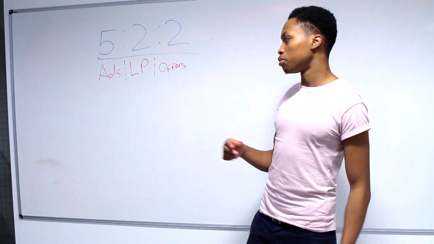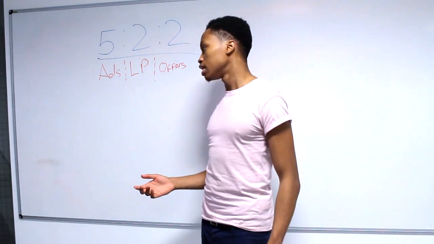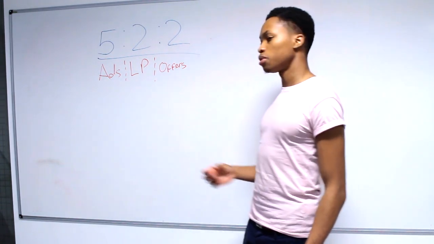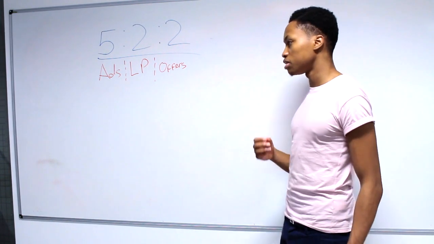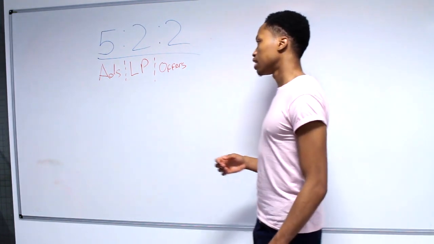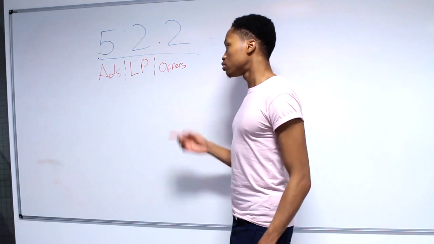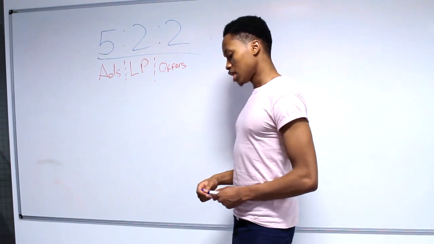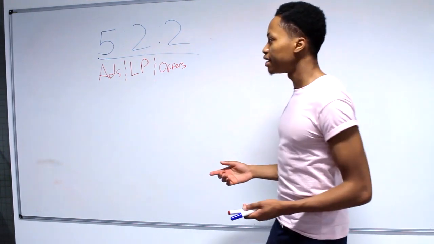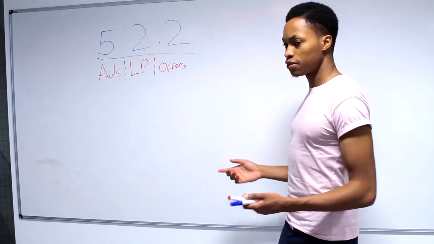So for example, if you're promoting a weight loss offer, we could have 2 weight loss pills. One could be a colon cleanse, and one could be something like Garcinia Cambogia, okay? So again, 5 ads, 2 landing pages, 2 offers. Now a lot of people ask me, why exactly do I follow this formula?